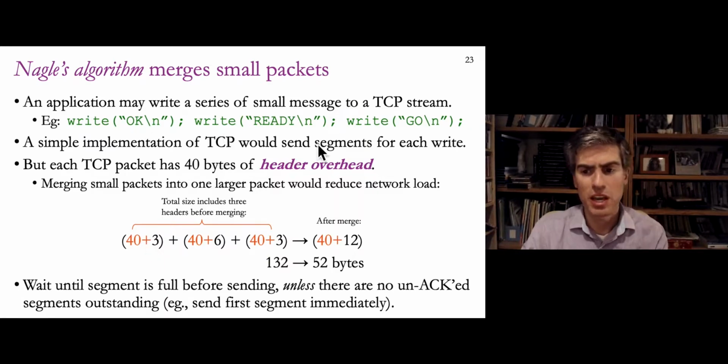So this message here, "OK, ready, go," has 3 bytes, 6 bytes, and 3 bytes for the text, for the message itself, but then each one of those has an additional 40 bytes of header overhead added. So the total is 132. If we could somehow merge those together, that would reduce network load.